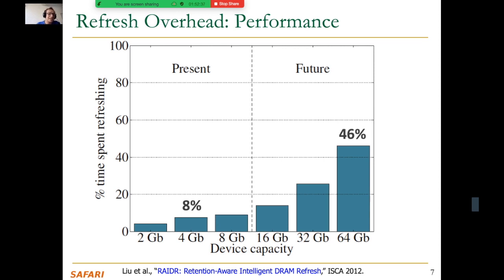Okay, it doesn't sound bad. 8% is still not ignorable, let's say. It's not that bad though. But if the current trends continue, meaning if you don't do anything about refresh, and if we keep increasing the density without doing anything about refresh, this will become a much worse problem in the future. If you have a 64 gigabit chip in the future, it's going to spend 46% of its time refreshing. Of course, it's a projection model. This is a pessimistic projection model.